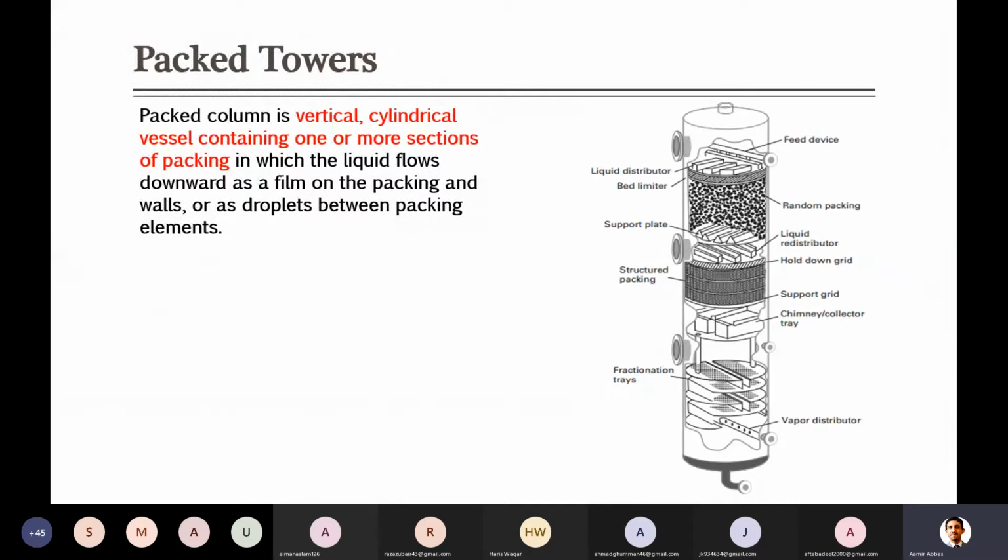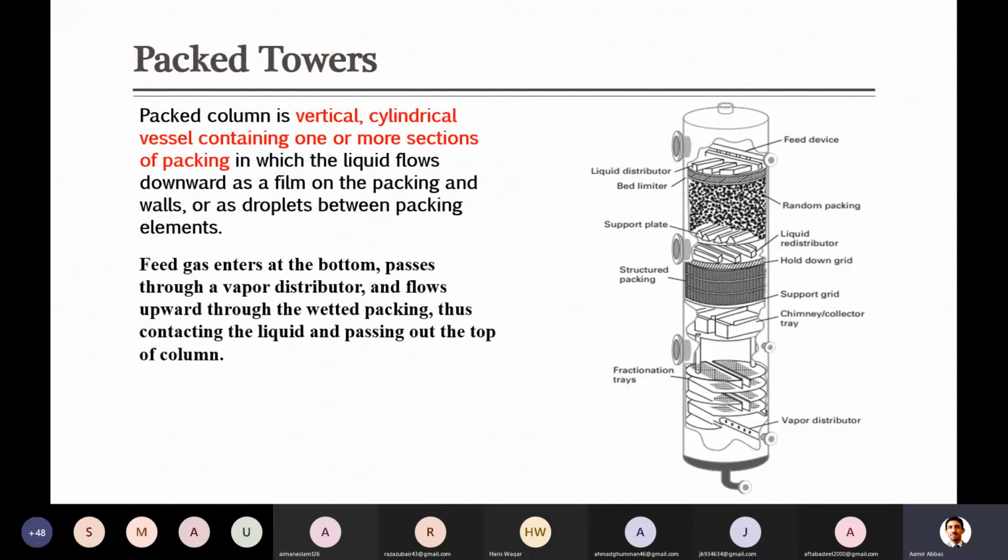When it goes down across the surface of packing, the vapor or gas coming from the bottom also moves towards the top. So gas molecules come in contact with this liquid which is dispersed on the surface of the various packing. In these columns, the gas which enters from the bottom also passes through something called a distributor. By the way, here are some liquid distributors and vapor distributors, as you can see in the diagram here.